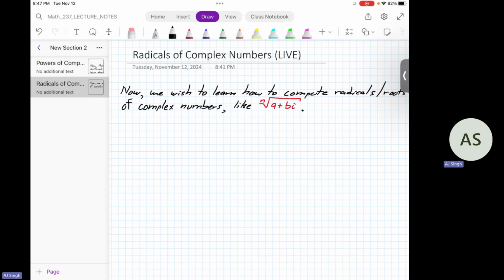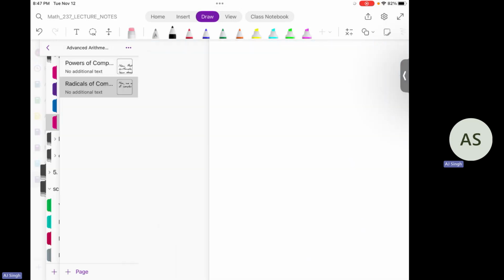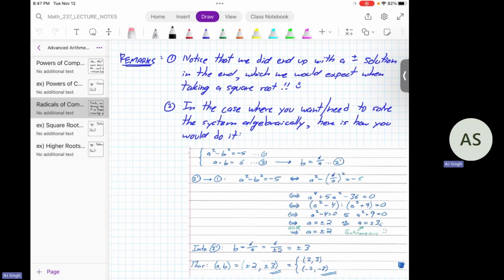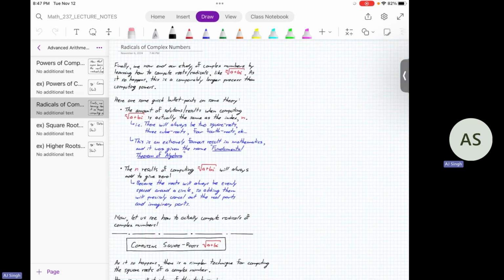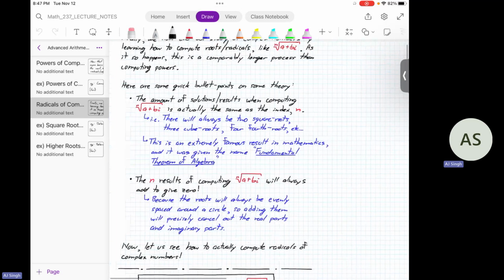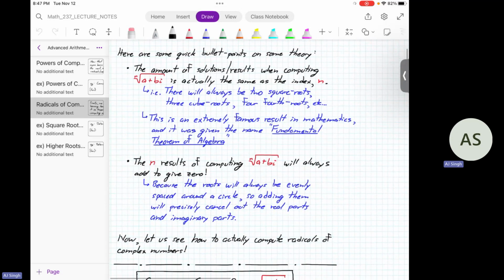We have some quick theory that we can go over. It's a bunch of paragraphs. I don't really want to write down all the paragraphs, so let's just go to the notes, advanced arithmetic, radicals. Scroll up and let's see what I have to say. And you can just write down stuff that I highlight.